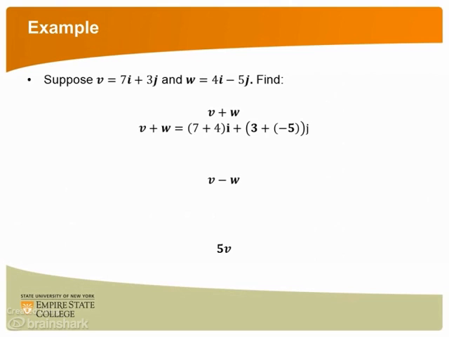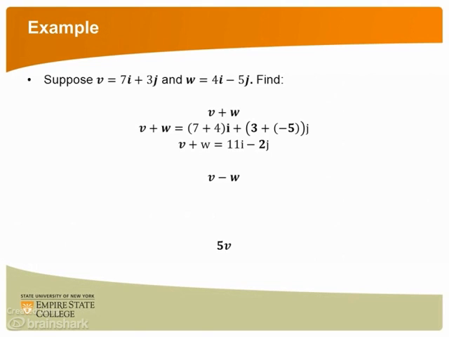To add the vectors, we combine the coefficients for i and the coefficients for j. So we are combining the 7 and 4 in the x direction and the 3 and the negative 5 in the y direction. This gives us a new position vector, 11i minus 2j.